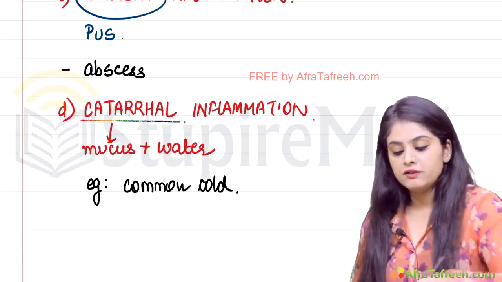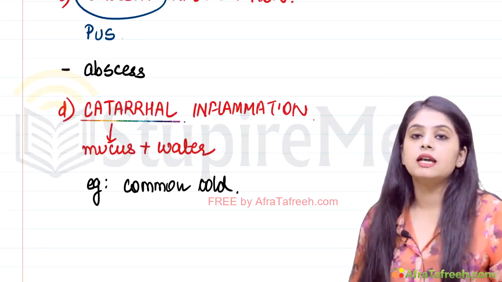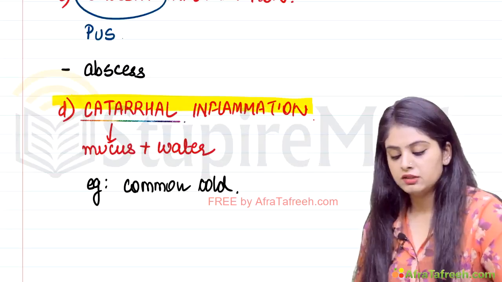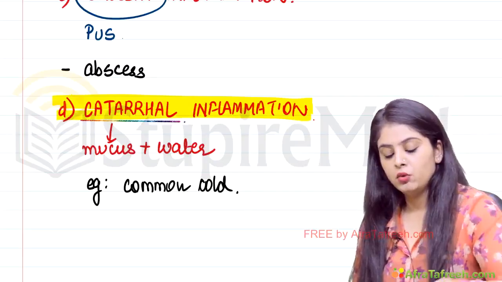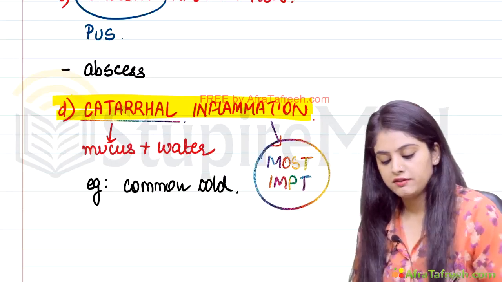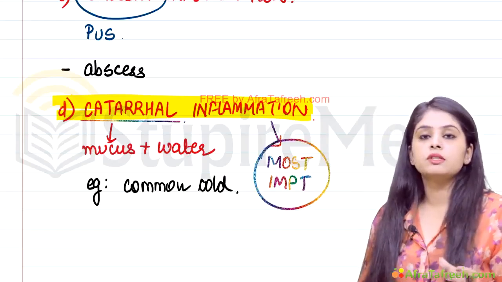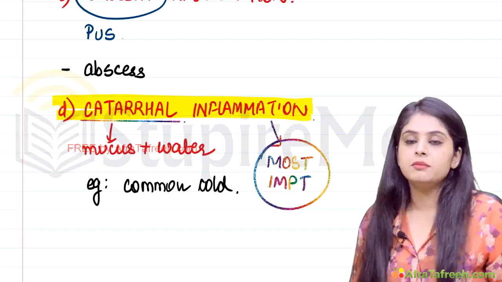Out of these four, if you are asked which is the most important and the most common, remember this fourth category that we just discussed. This particular category is the most common and the most important form of inflammation that we have. Most common, most important. So students, with this we finished two very important classifications of inflammation.